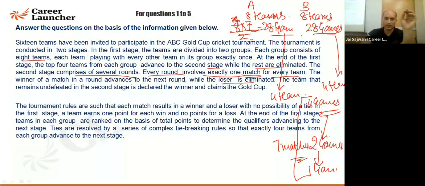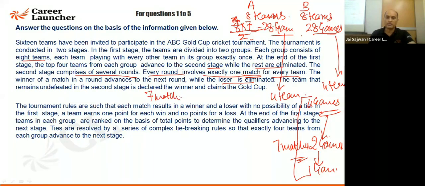In a first stage, a team earns 1 point for every win and no points for a loss. At the end of the first stage, teams in each group are ranked on the basis of the total points to determine the qualifier advancing to the next stage. Means in round 1, every team is going to play 7 matches.